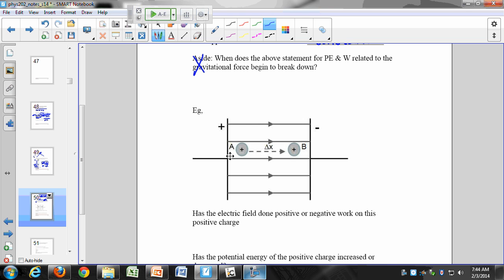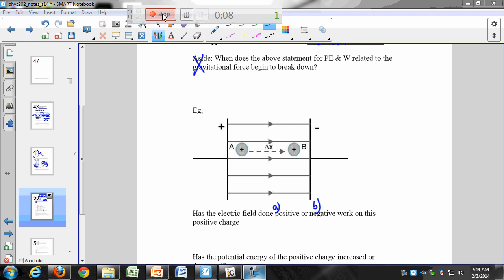All right, so let's look, for example, I have these two metal plates, and I have a positive plate and a negative plate. And the electric field causes the charge to move from point A to point B. Has the electric field done positive or negative work? Let's use your clickers. We'll bring them out soon anyway, but go ahead and get your clickers out. A is positive, B is negative, and then just keep them out. We'll use them in a bit.